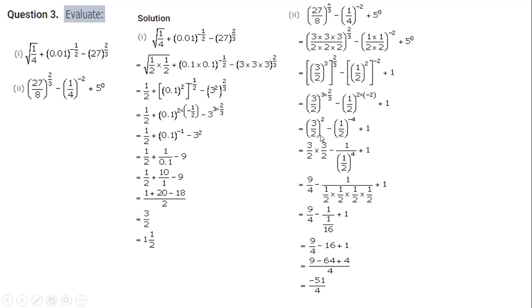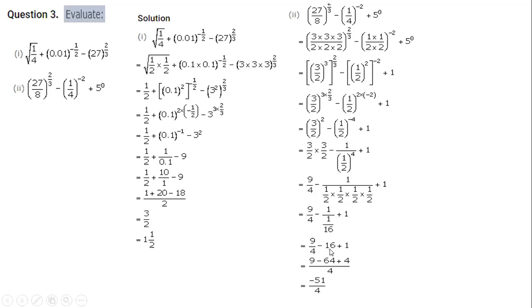3 by 2 whole square, 9 by 4. 1 by 2 power minus 4. This can be written as 2 power 4. That is 16. This is for those who are new to this chapter, exponents.